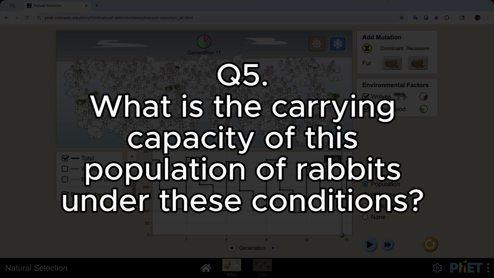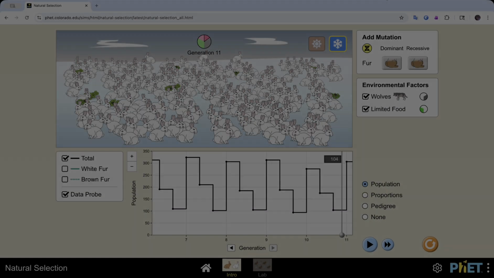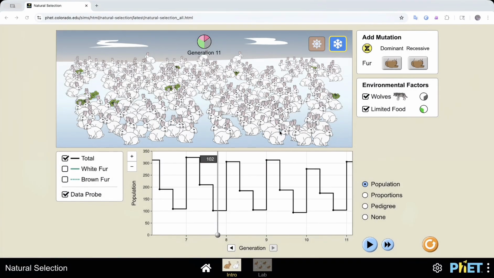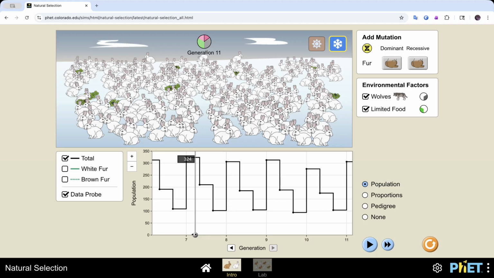Now let's find the carrying capacity. Use your data probe and hover over the highest points on the graph. You can see the population reaches a maximum of approximately 324 bunnies under these conditions, so the carrying capacity with both wolves and limited food is around 320 bunnies.